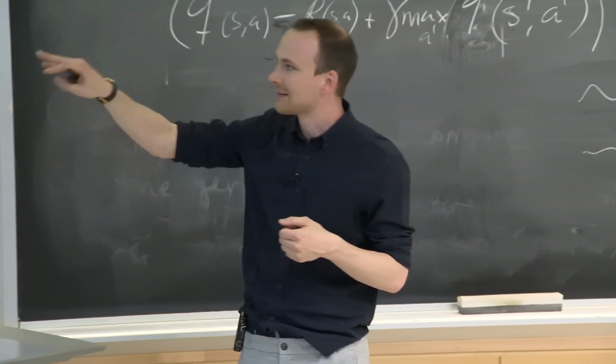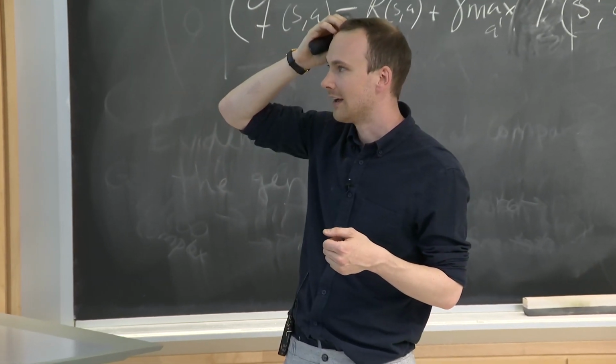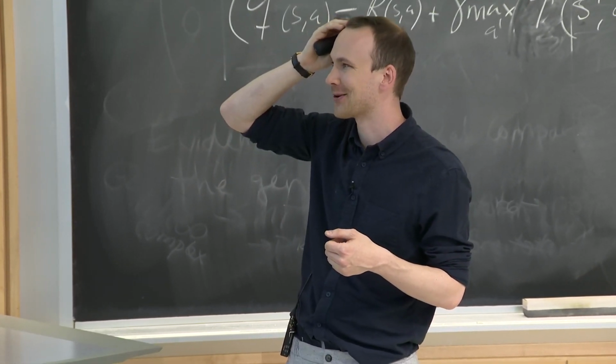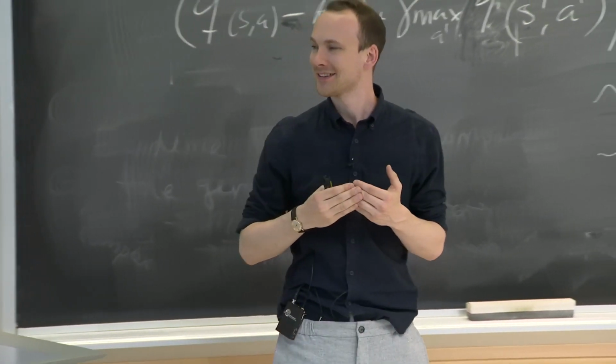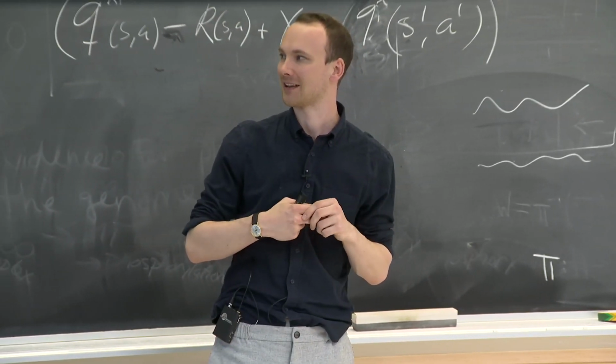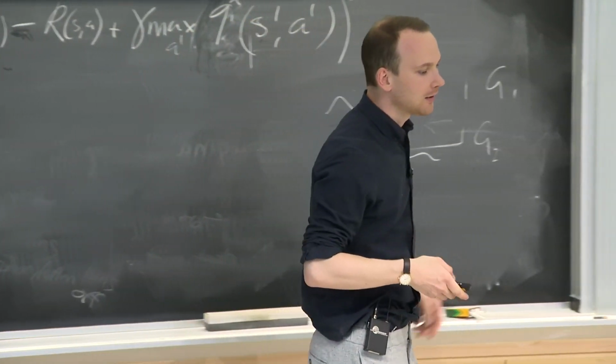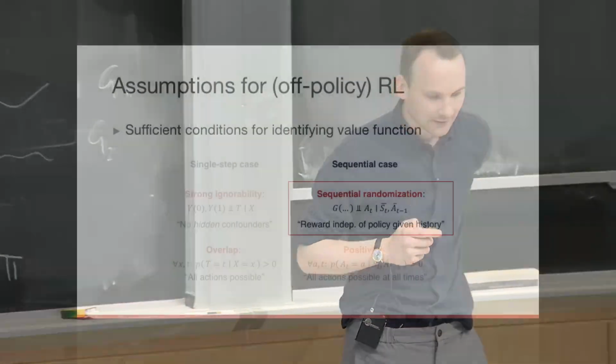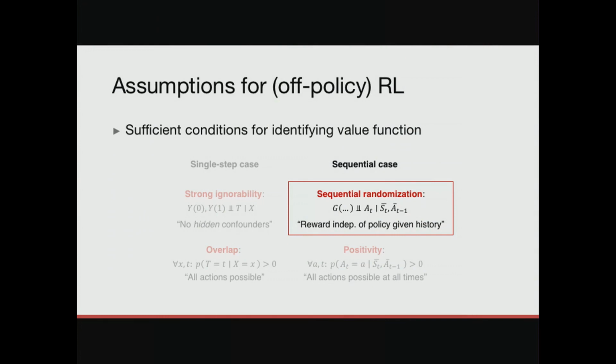So in some sense, it's stronger just because of how sequential settings work. It's more about the application domain than anything, I would say. In the next set of slides, we'll focus on sequential randomization, or sequential ignorability, as it's sometimes called. And on Thursday, we'll talk a little bit about the statistics involved in, or resulting from, the positivity assumption, and things like importance weighting, etc. Did I say tomorrow? I meant Thursday.